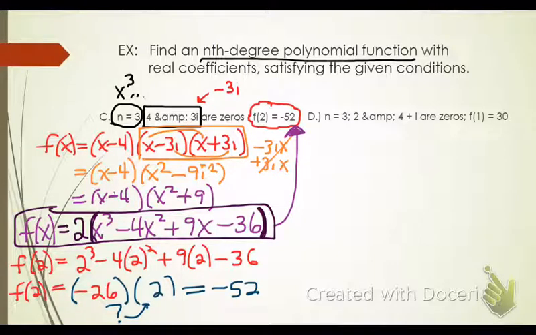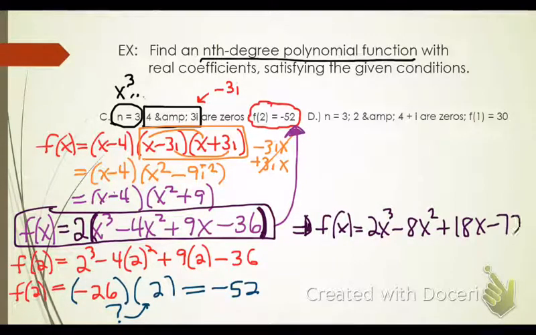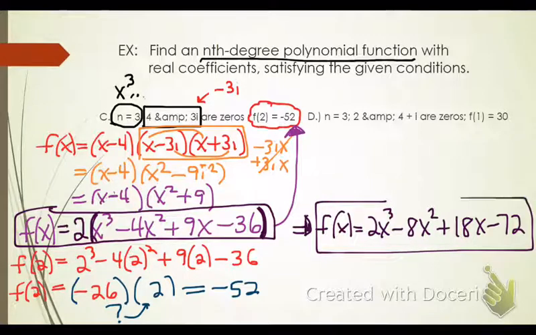Now in the back of the book, they will actually multiply this out. So they'd have 2x cubed minus 8x squared plus 18x minus 72 as your final answer. I'm okay with you leaving it as 2 times the quantity of all that. So you can leave your answer like I have written right here.